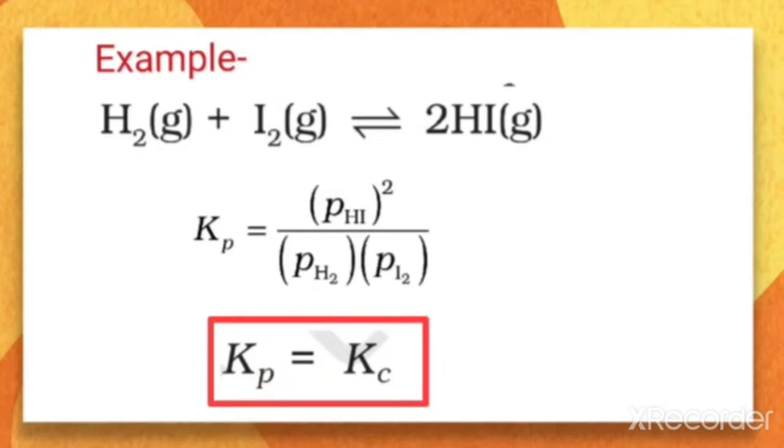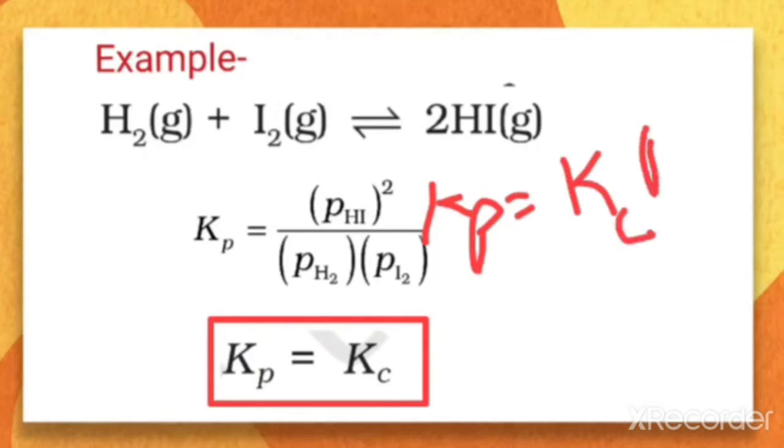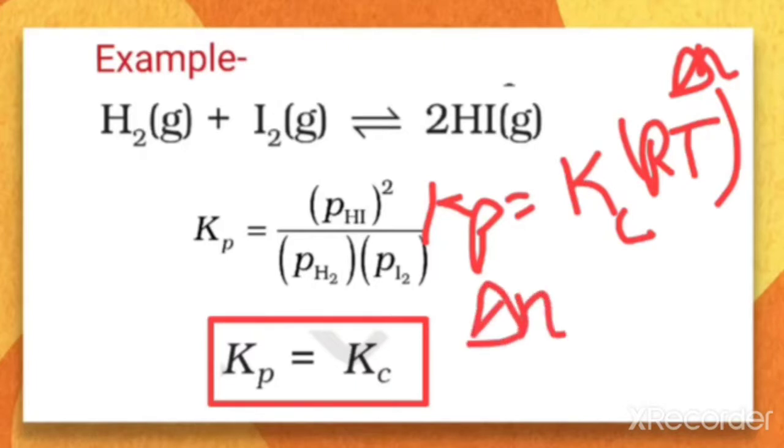Why does it happen here? Because in this reaction, as we have already written the equation, that is a relation between Kp and Kc, that we wrote in this way, that is Kp is equal to Kc RT to the power delta n. So what is delta n here? So delta n, how can we solve it? Delta n is equal to C plus D minus A plus B, that is the number of moles of product minus number of moles of reactant.